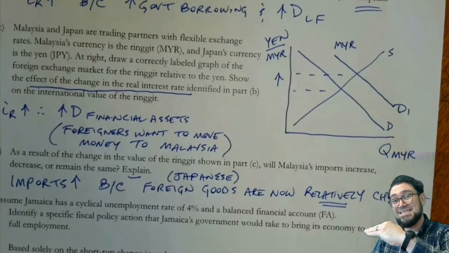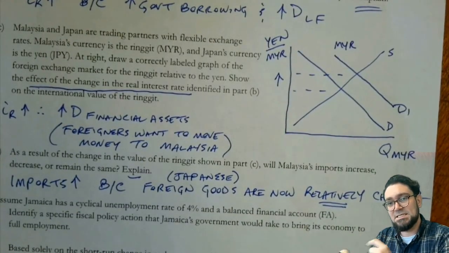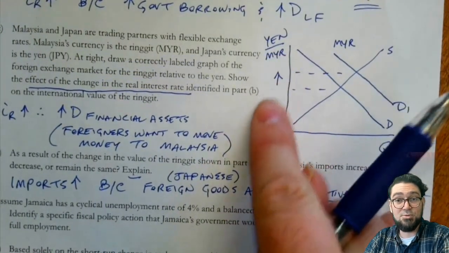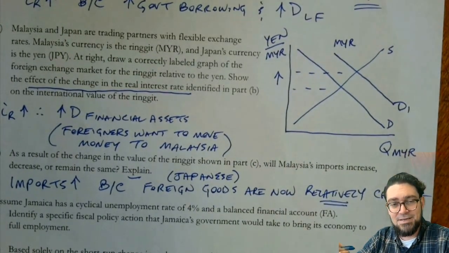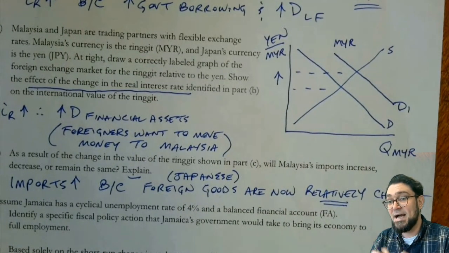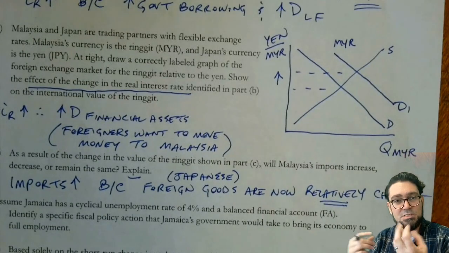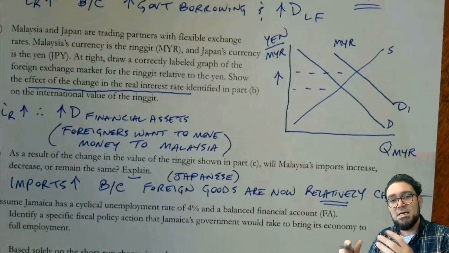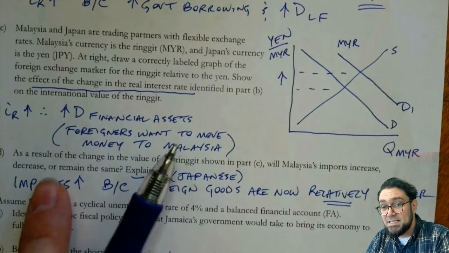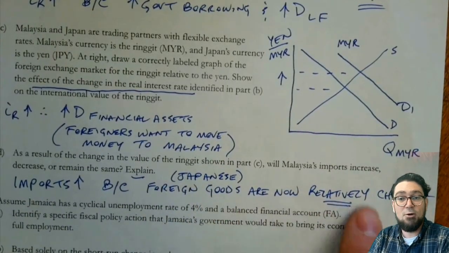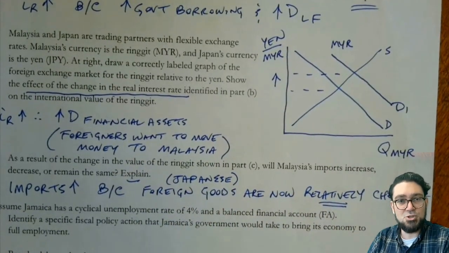It's super important that we make it clear that the goods themselves are actually not cheaper. The price in Japan stayed the same. What's happening is that now the ringgit, by being more valuable, the ringgit went up in price, the ringgit can buy more Japanese yen, which means that the Malaysians can buy more Japanese products as a result of the value of their currency being higher. And so we would say that Malaysian imports of Japanese goods are going to rise because those Japanese foreign goods are now relatively cheaper for the Malaysians.